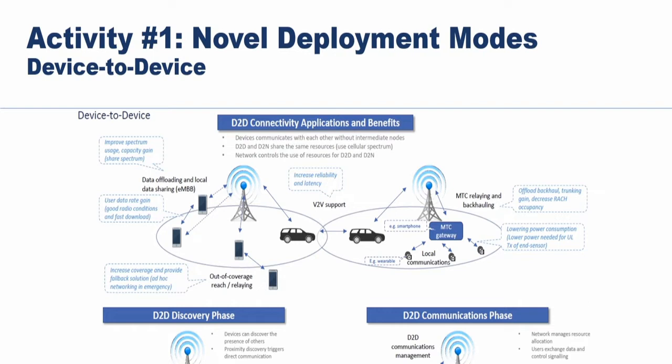So the idea is essentially to have control from the base station side and then have the data plane being transmitted between two devices. You can use it, as I said, vehicular to vehicular. You can use it in crisis situations where there's an out of reach of the base station. Loads of opportunities with D2D.